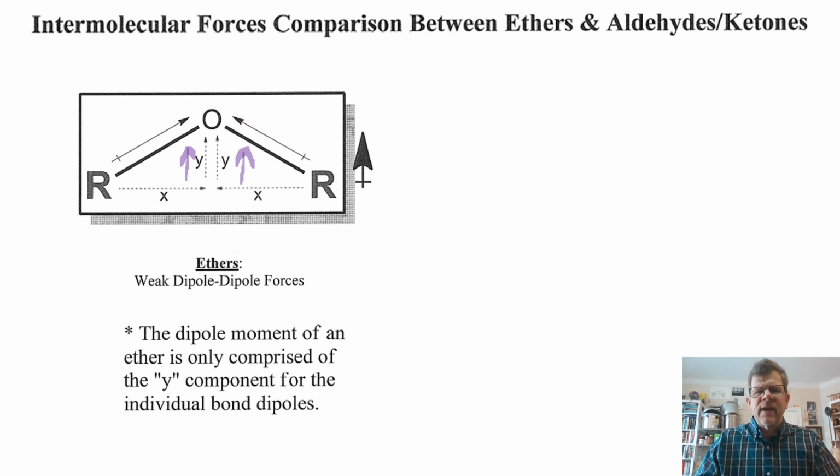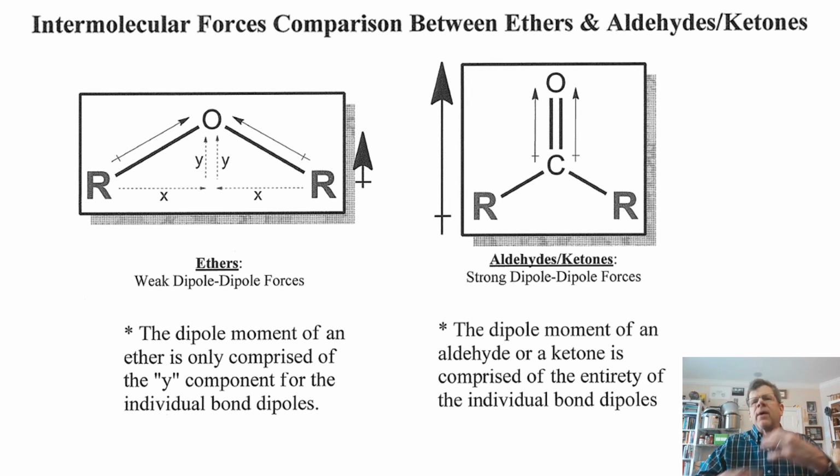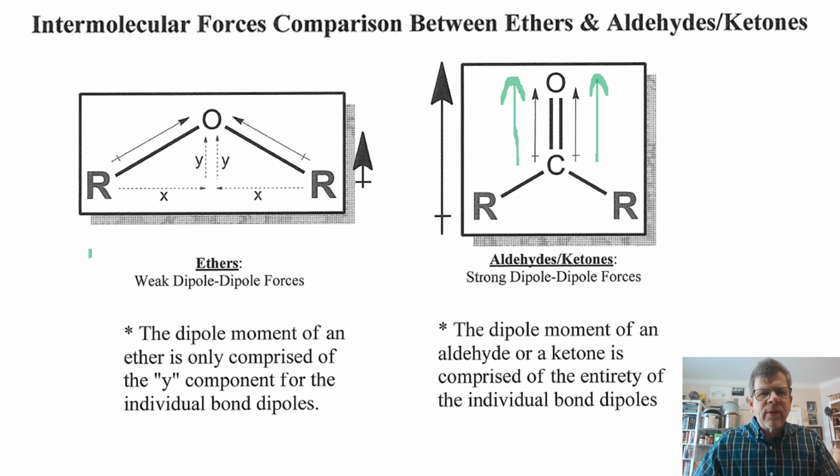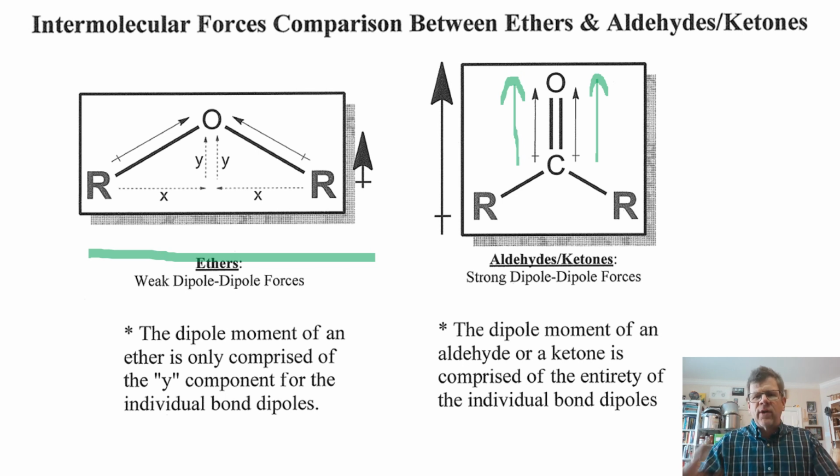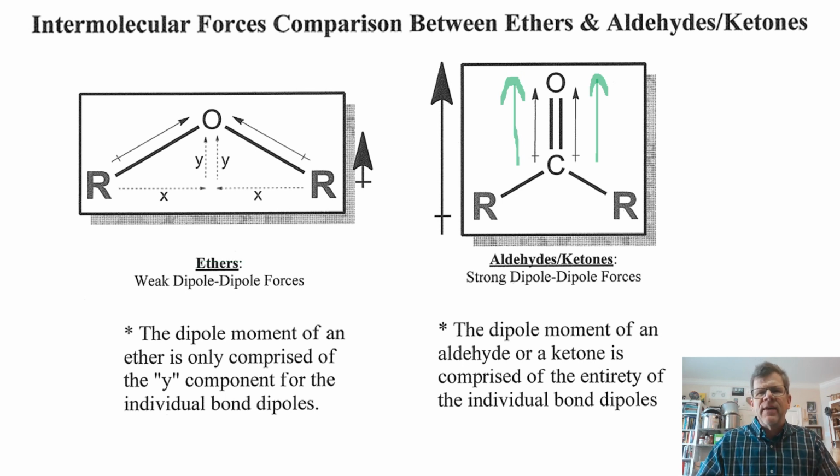But let's now bring in the representative aldehyde or ketone. We'll show a ketone here, but they're both described the same. Notice now we have, again, two carbon-oxygen bond dipoles going in this direction, but the entirety of the strength of both of those bond dipoles are going in one direction. It's not like over on this side with the ether where we only had the Y component of those two dipoles in that direction. Here is the full force of those carbon-oxygen dipoles in that direction.